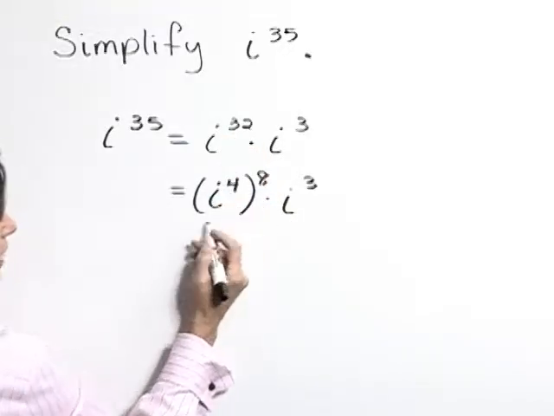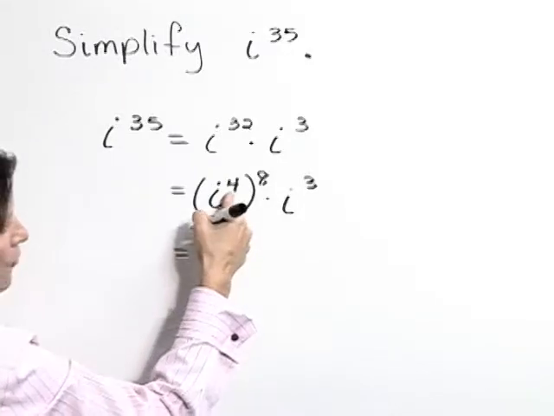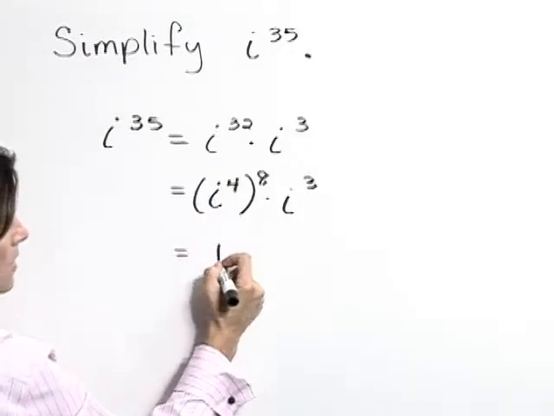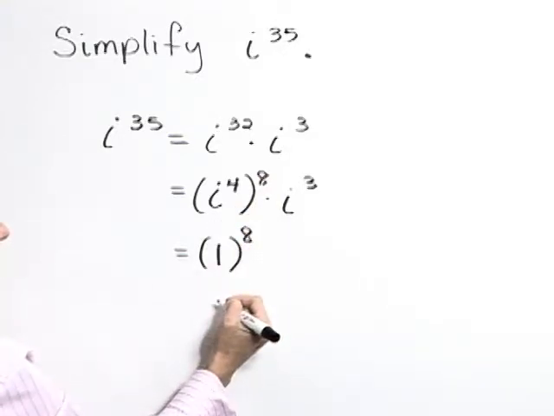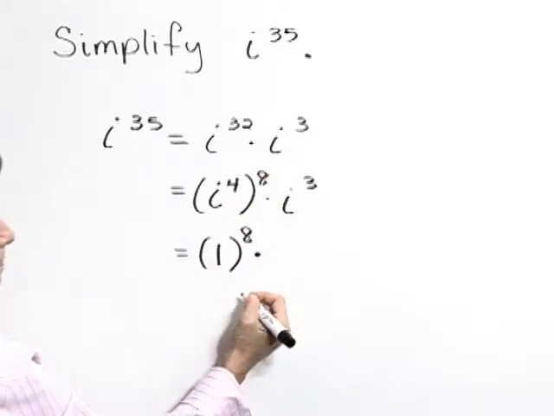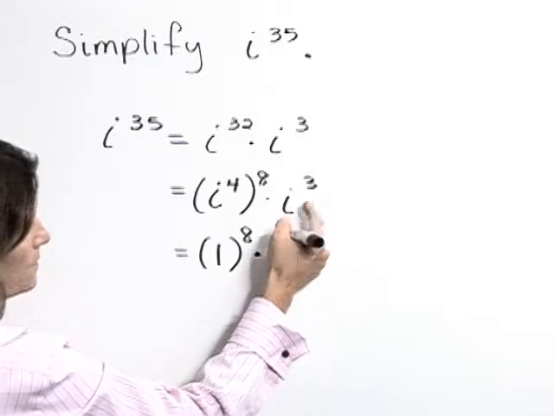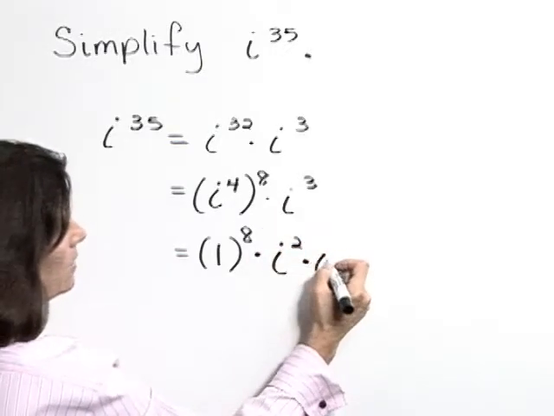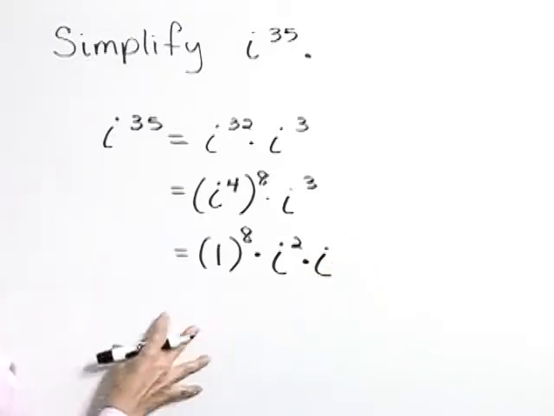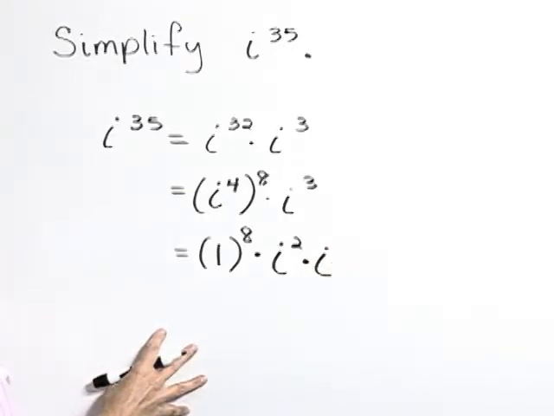I like to work off this i to the 4th because i to the 4th is equal to 1. So we have 1 to the 8th power times i to the 3rd, let's write as i squared times i to the 1st, or i squared times i.